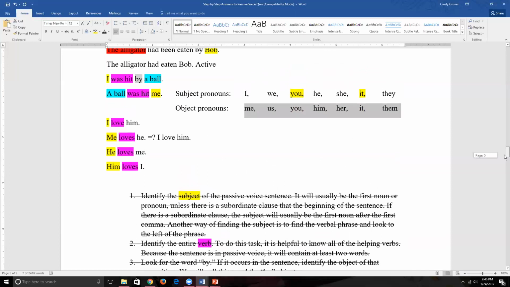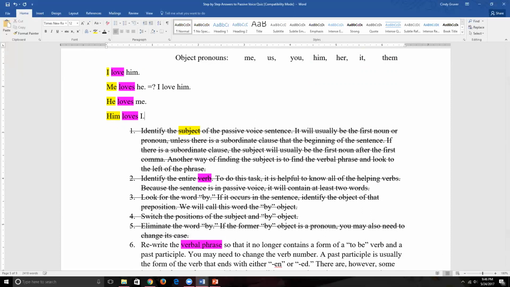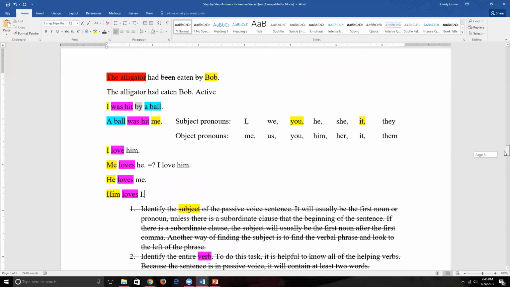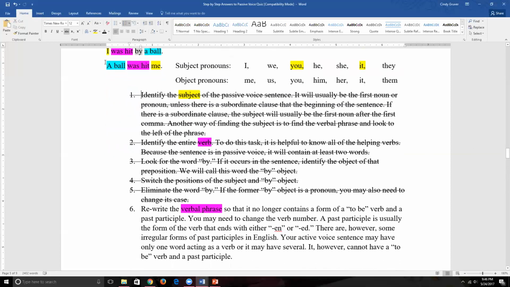Okay, so now we have corrected that. We've now done step 5. We've eliminated the by and we've changed the case. I'm going to get rid of these so we can get everything on one screen. So this is our revised sentence right here. Now we're to the last stage. We need to revise our verb.